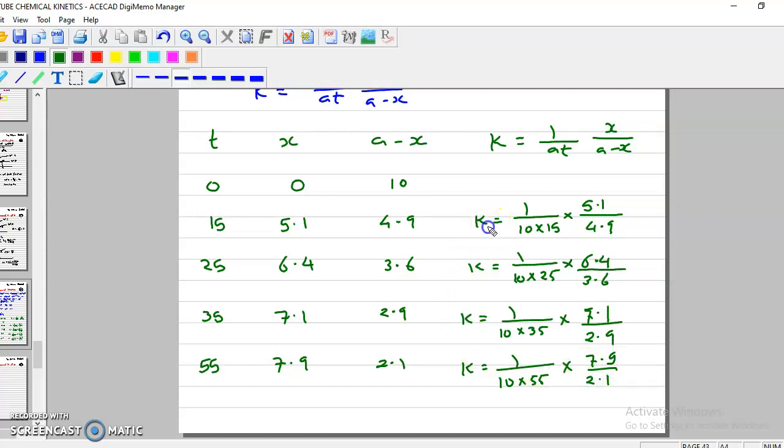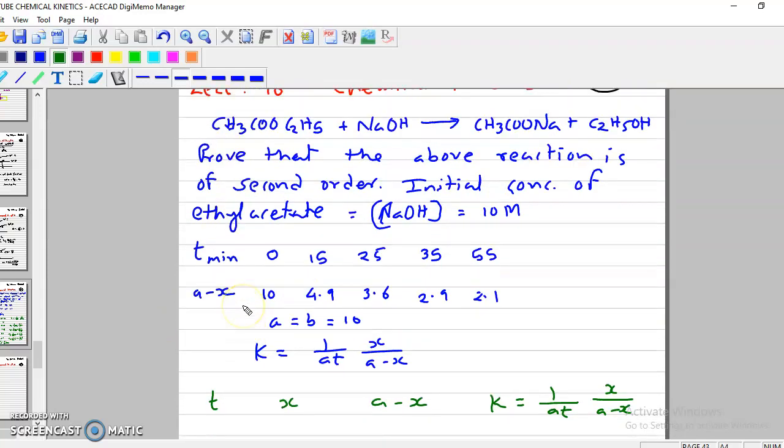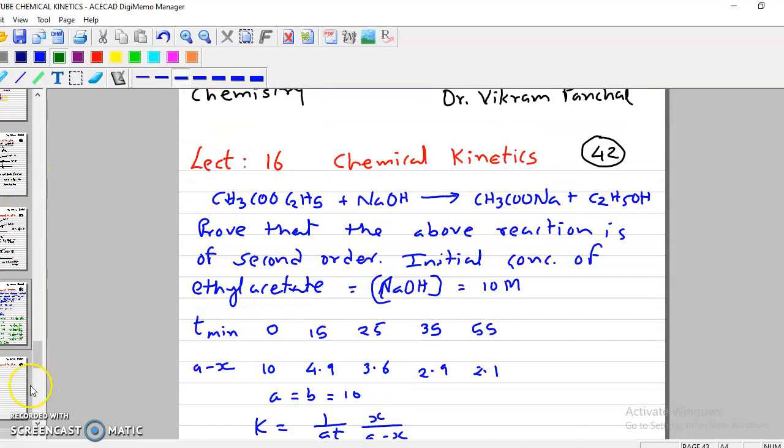The first one we call K1, the second one K2, third one K3, fourth one K4. If you find K1 is equal to K2 is equal to K3 is equal to K4, then we can say that this is a second order reaction. You will see that all are almost equal or the same, and therefore this is the proof of a second order reaction. So this is about this numerical.